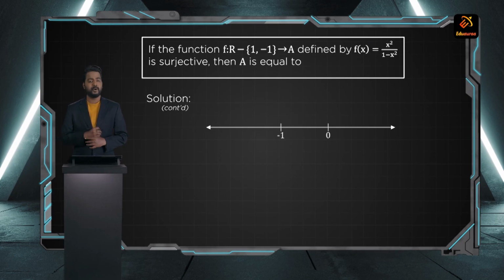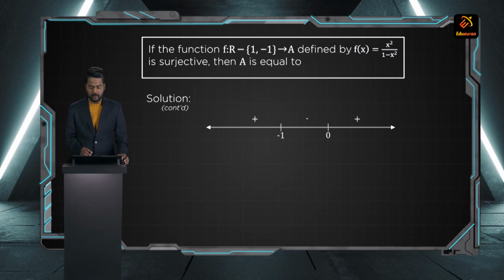Now I will plot points. First I will substitute minus 2. If I substitute minus 2, it will be equal to minus 2 upon 1 minus 2, that will be negative upon negative, will turn into positive. So this is the correct point. So from minus 1 to 0 it will be negative, and from 0 to infinity it will again be positive.